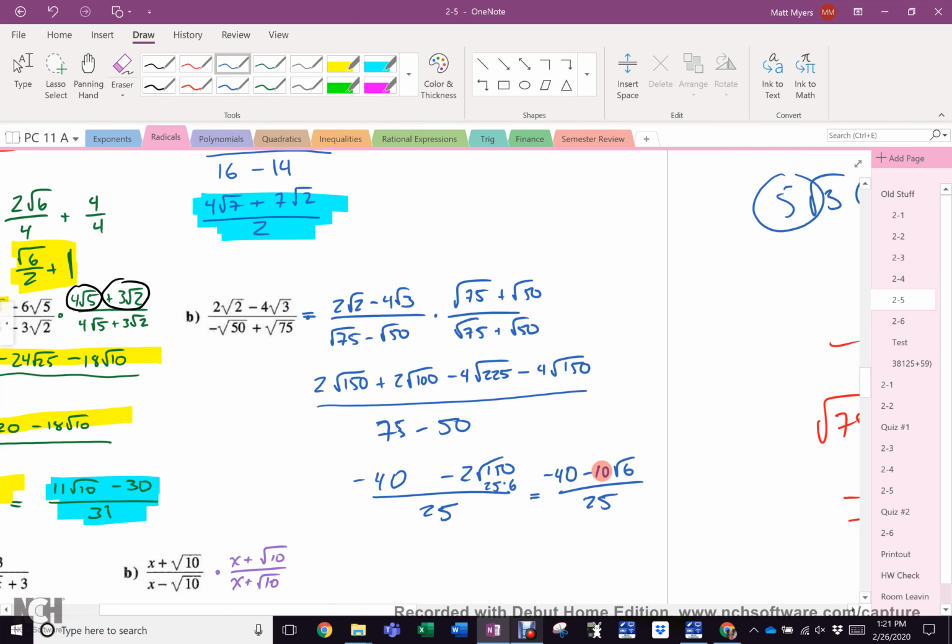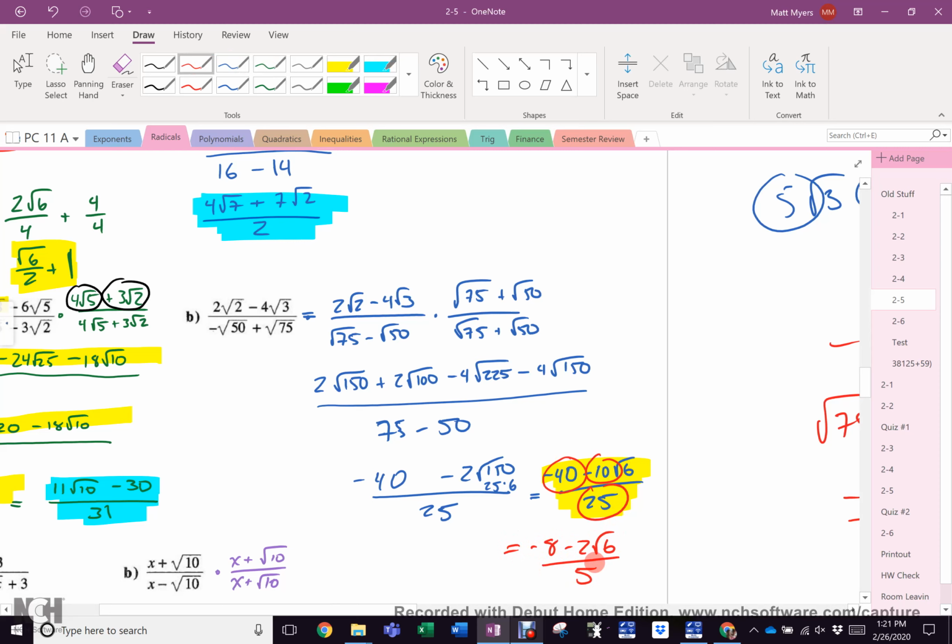And if you get to there, that's the okay spot. But you should recognize that you can make it better because 40, 10, 25, what goes into all of them? 5. Negative 8 minus 2 root 6 over 5.